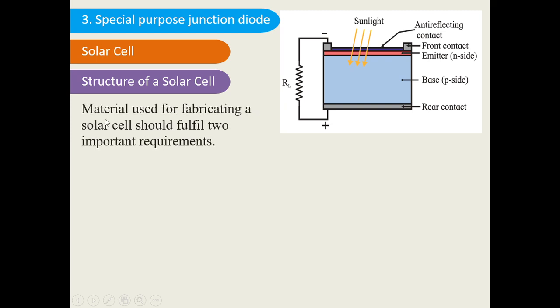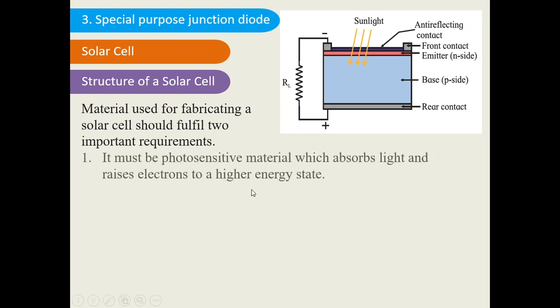So what are the materials used for fabricating the solar cell? The material used for the fabrication of a solar cell should fulfill two important requirements. What are the two important requirements? The first requirement is that it must be a photosensitive material. Photosensitive material means it should sense the photons. If photons are incident on that material, it is going to emit charges.